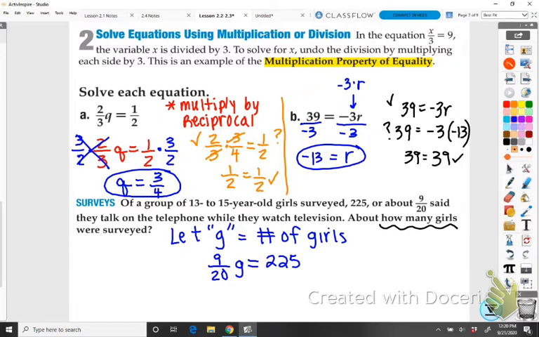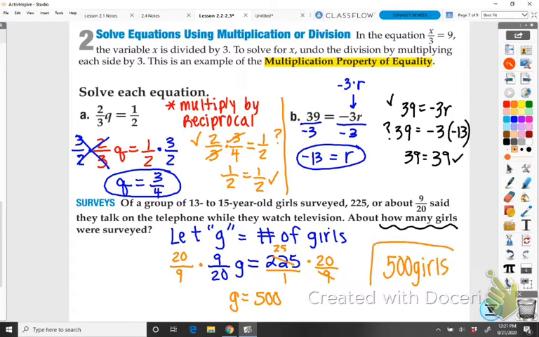And like part A here, to get rid of the fraction coefficient, you can multiply both sides by the reciprocal. So this is going to be a times 20/9. You can put the 225 over 1 if that helps you. And then G equals, so 9 divides into 225 25 times. So 25 times 20 is 500. And since it's a word problem, we're going to give it a label. So 500 girls would be the final answer here.